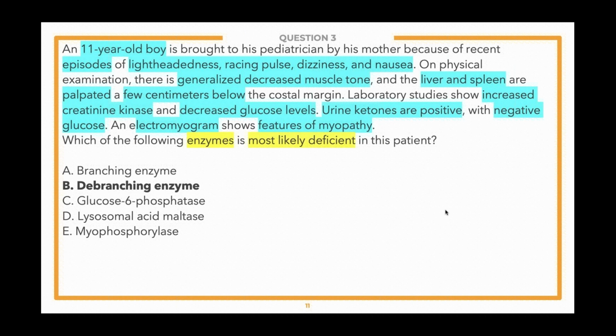Answer choice C is getting at von Gierke's disease. That usually presents more in infancy. Remember, we had highlighted that this was an 11-year-old boy. Von Gierke's disease presents in infancy with severe fasting hypoglycemia, elevated uric acid levels, and lactate levels. So not what we have here. And then lastly, answer choice A is getting at Andersen's disease, which usually also presents in infancy with hepatosplenomegaly and failure to thrive. Our patient's a little bit older. So answer choice B, with the diagnosis of Cori's disease, is the best answer here. So great job on this first question.